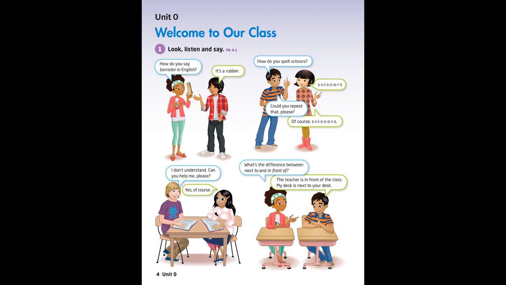How do you say Borador in English? It's a rubber. How do you spell scissors? S-C-I-S-S-O-R-S. Could you repeat that, please? Of course. S-C-I-S-S-O-R-S. I don't understand. Can you help me, please? Yes, of course.